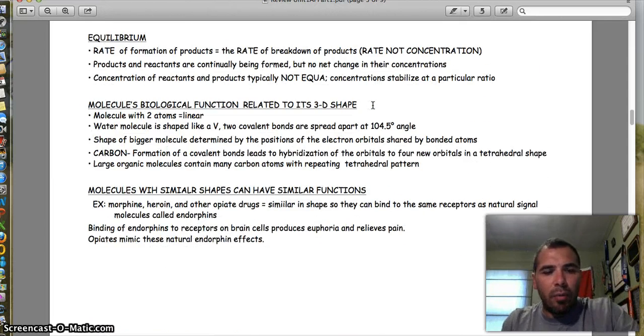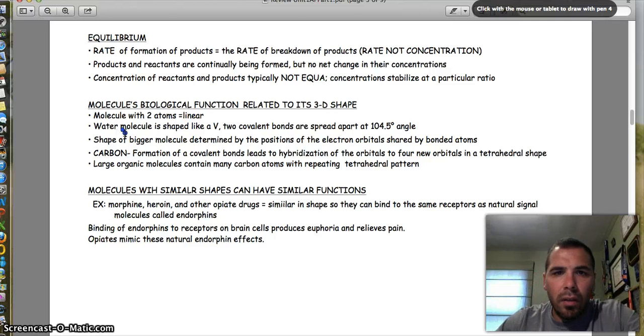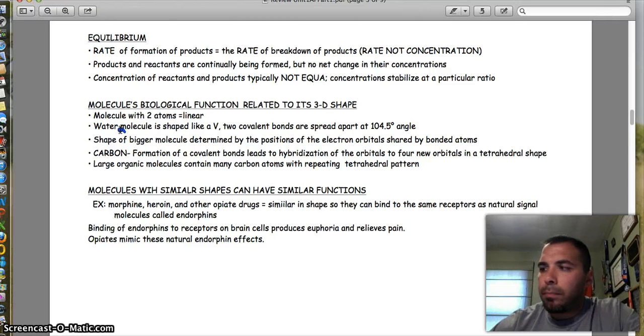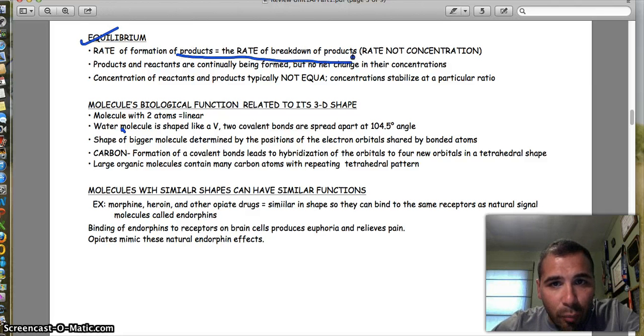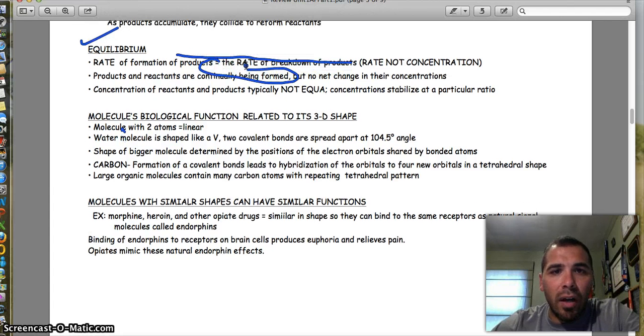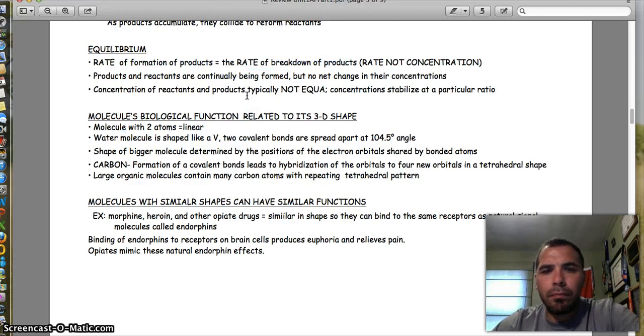Equilibrium. Again, I still have people missing this on the test. So when we look at equilibrium here, the rate of formation of products equals the rate of breakdown of products. Products and reactants are continually being formed. All right, there's no net change, and so again, I'm not sure why we keep missing that.